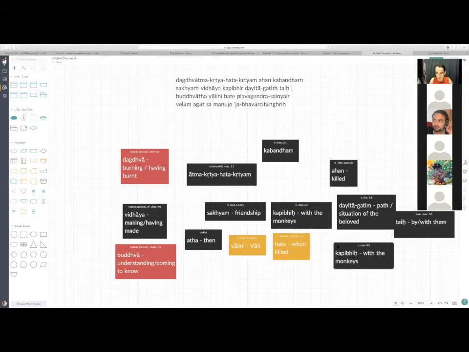Plavagendra Sainyair. Okay, that's interesting. Of course, that is a sandhi: Sainyaihi. And what does Sainya mean? Army. Sainyaihi. Which case? With the help of, 3-3, the third case. So it could be by or with.